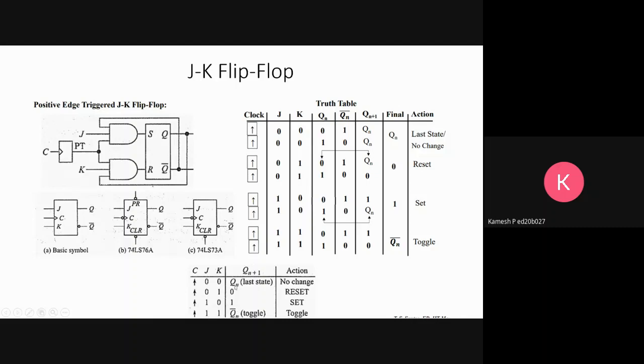I mean, there is exactly the opposite result of the last state. That is the toggle condition. Like if Qn is 1, then Qn bar is equal to 0. If Qn is equal to 0, then Qn bar is equal to 1.